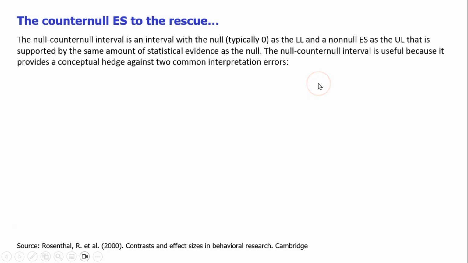So the null counter null interval is an interval with the null, typically 0, as the lower limit, and a non-null effect size, which would include a correlation, as the upper limit. That will end up being supported by the same amount of statistical evidence as the null. The null counter null interval is useful because it provides a conceptual hedge against two common interpretation errors. And I'm going to take a look at both of those right now.